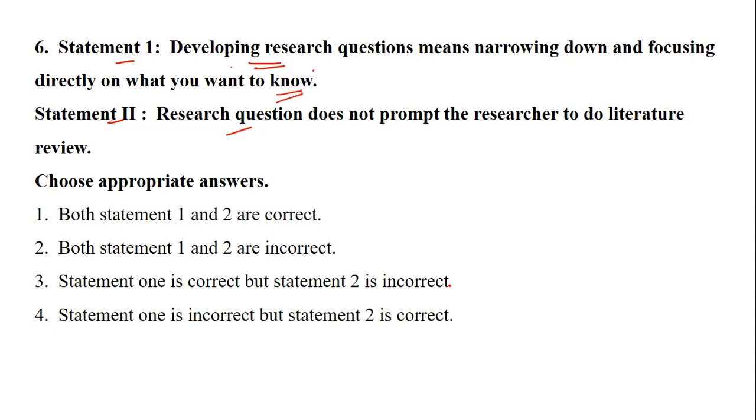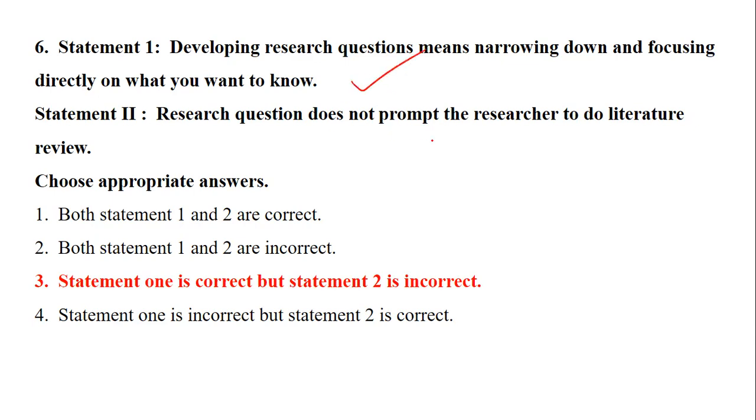So let's see. Developing a research question means, yes, narrowing down and focusing directly on what you want, very specific, and that's the meaning of the term research. But does it mean that you do not require the literature review? Literature review helps you understand what level of information is there and what needs to be proceeded. So statement 1 is correct because it talks about a specific research, but statement 2 is incorrect, because when you go for any research without a literature review, the research will not give you a complete analysis, right?